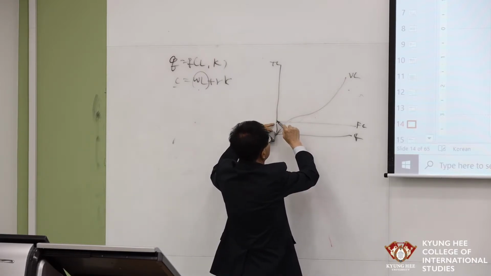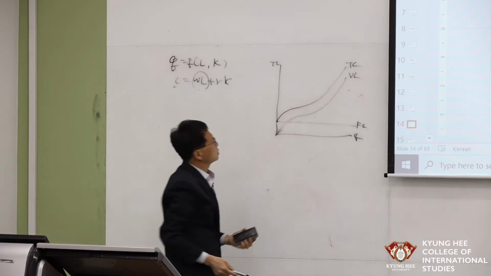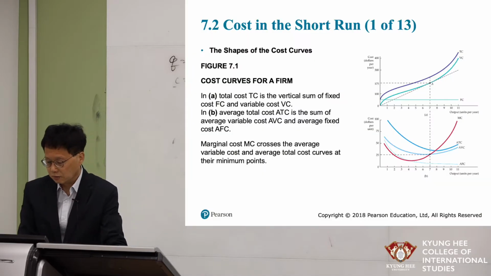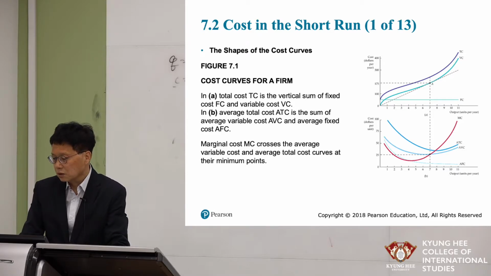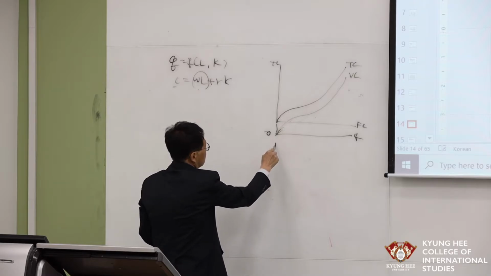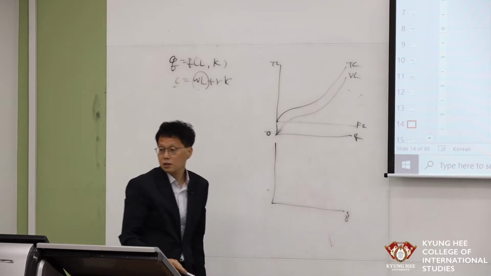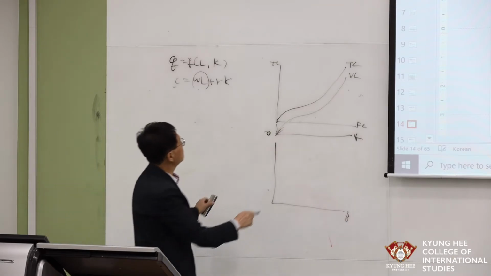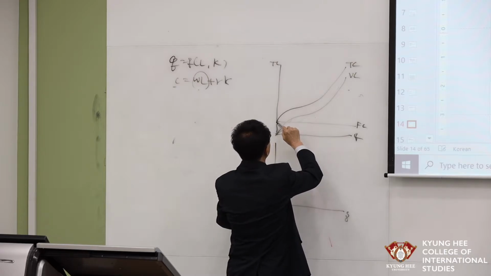Oh, that's very difficult, isn't it? The total cost curve is shaped like this, in figure 7.1. From this graph, we can calculate the cost, right? So from here, now think about our earlier explanation.